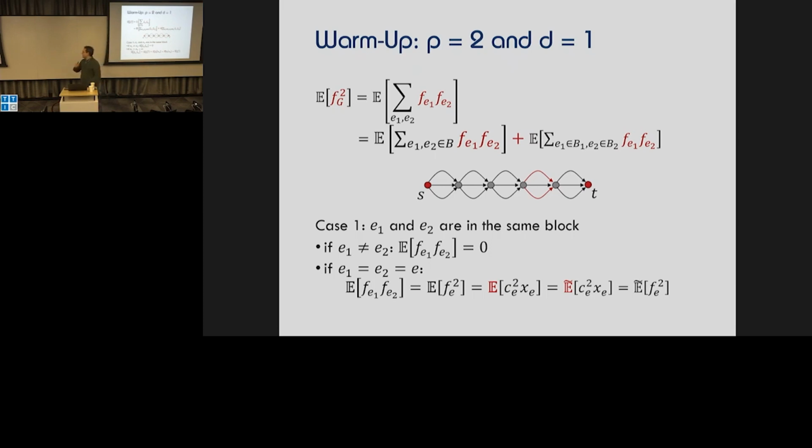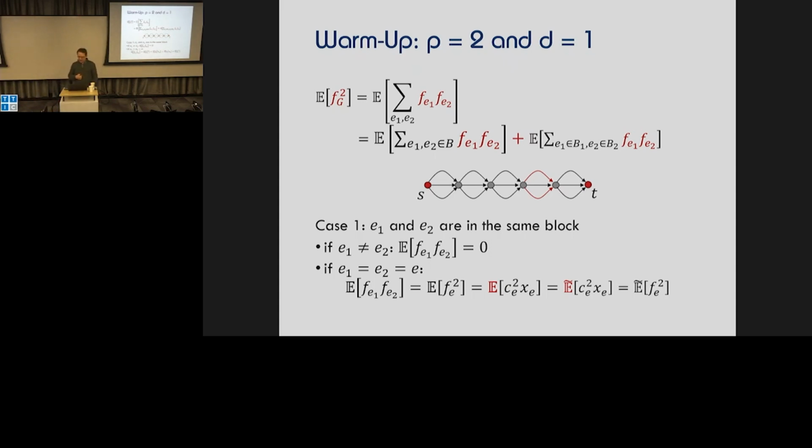So first, let's assume that e1 and e2 are in the same block. And then there are two possibilities. The first one is that e1 and e2 are distinct edges. And in this case, the probability that our path visits both of them is 0. So here we are talking about an actual path that we find, and of course, this path cannot visit both edges, like this edge and this edge. It may visit only one of them.